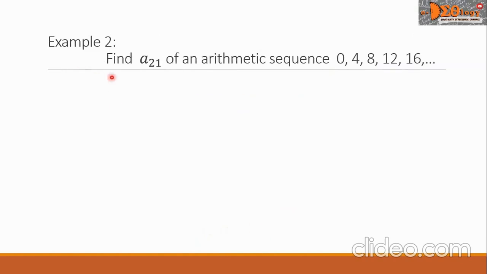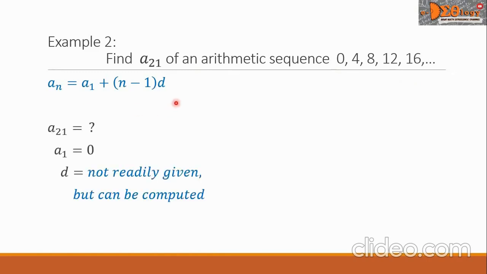Example 2. Find a sub 21 of the arithmetic sequence 0, 4, 8, 12, 16. The general term formula is written here, and let us write the given and the required values. a sub 21 is the required value. Our a sub 1, the first term, we can get from the given sequence. And the d, the common difference, is not readily given but can be computed.